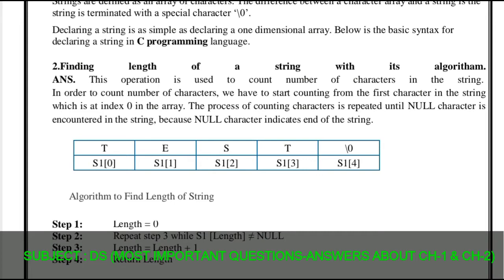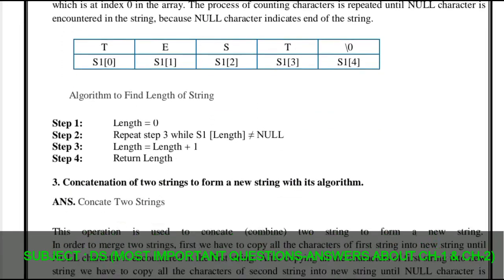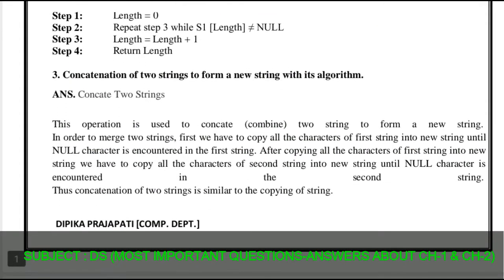Now let's start the algorithm steps for finding the length of a string. Step number 1: length equals 0. Whenever we start finding the length of a string, we repeat step number 3 while s1[length] is not equal to the null value. Then length plus 1, and return length. So this is our algorithm step. Then here is question number 3.